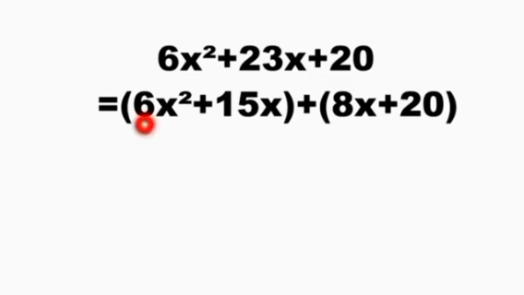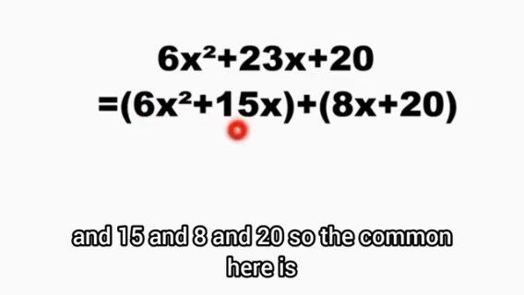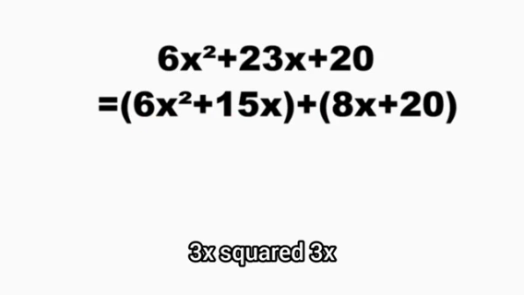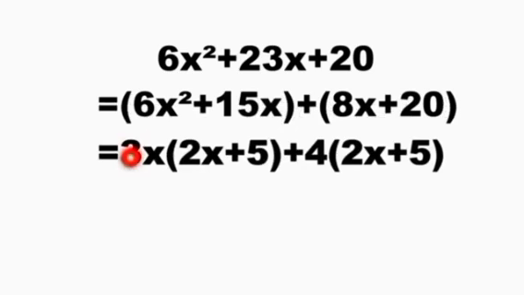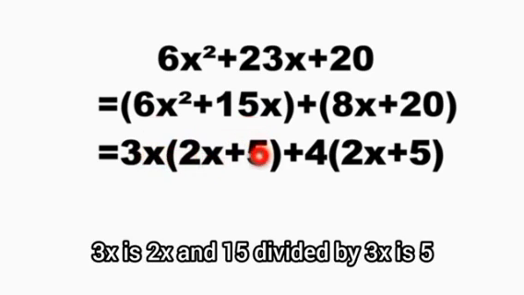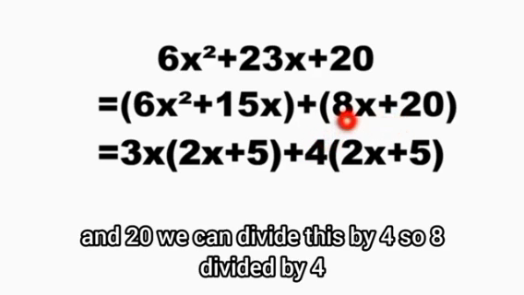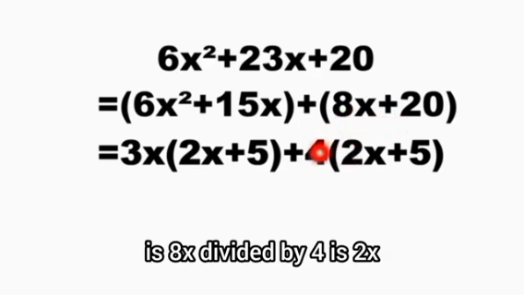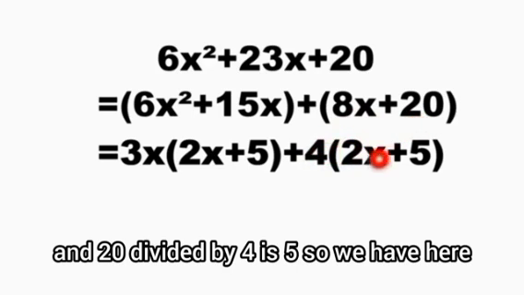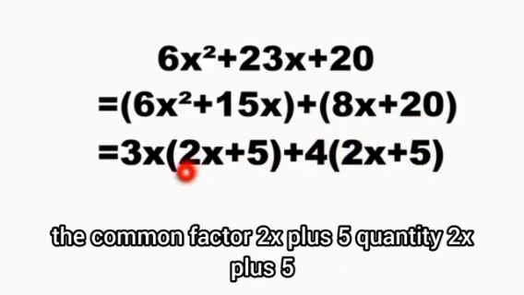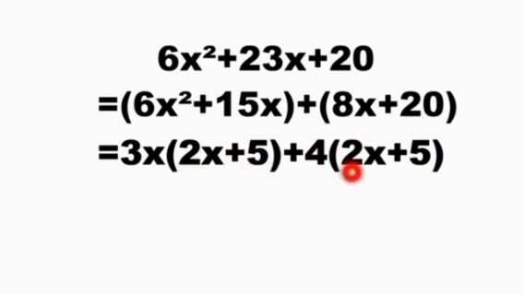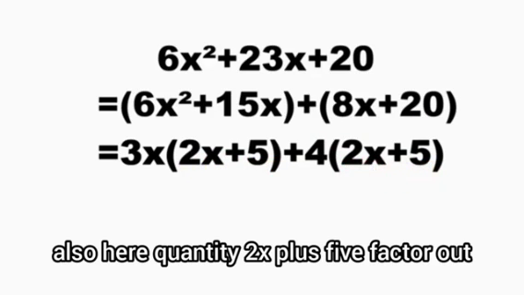Then factor out the possible common factors in 6 and 15, and in 8 and 20. The common factor here is 3x. 6x² divided by 3x is 2x, and 15 divided by 3x is 5. And for 8x and 20, we can divide by 4. So 8x divided by 4 is 2x, and 20 divided by 4 is 5. So we have the common factor, the quantity 2x plus 5. Also here, quantity 2x plus 5, factor out.